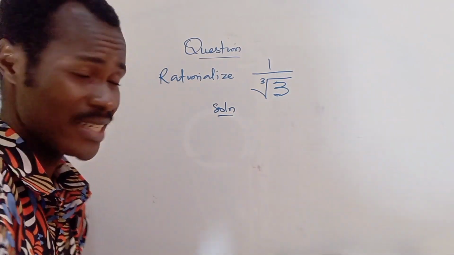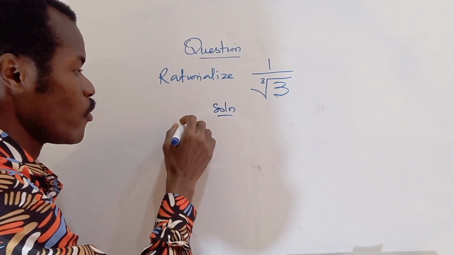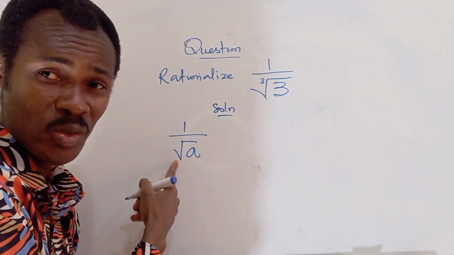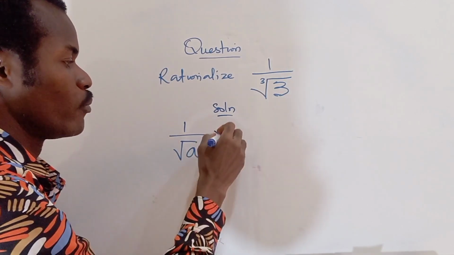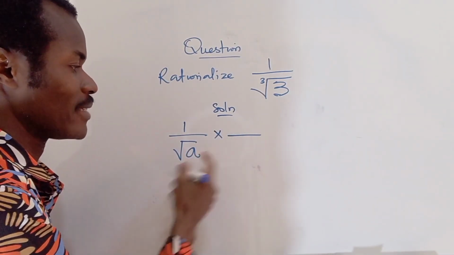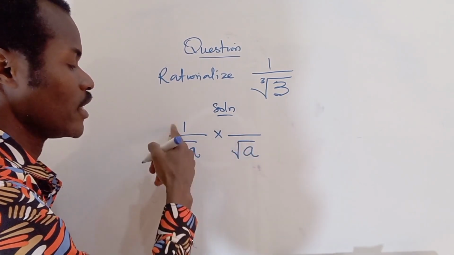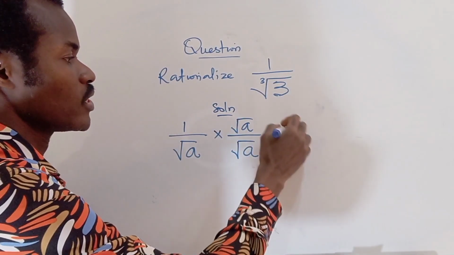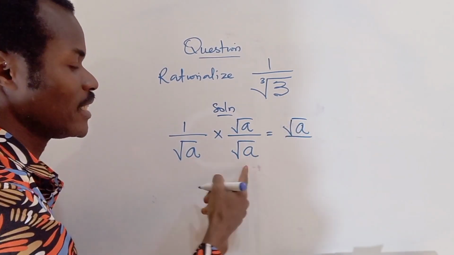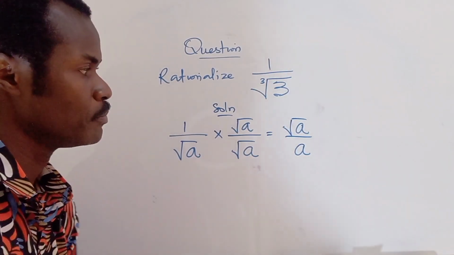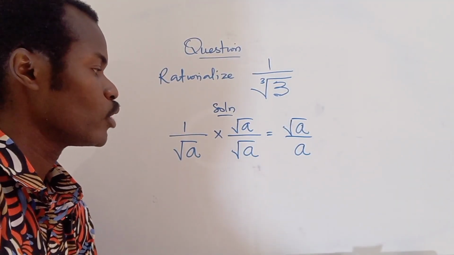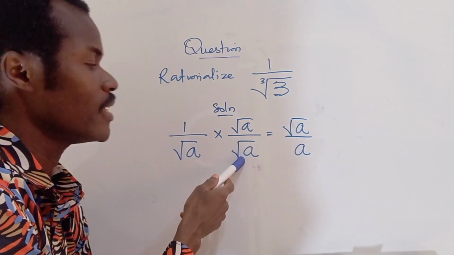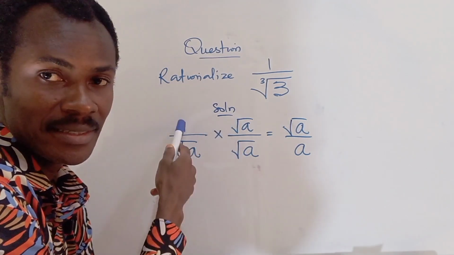Alright, so the basic idea when we say rationalize, if we have 1 over the square root of a, you want to remove the square root or radical sign at the denominator by multiplying the denominator by the same thing, and the numerator by the same thing. We're going to have 1 times root a, which is root a. Now for root a times root a, we are going to have a. So the idea is you want to multiply the numerator and denominator by the conjugate, which is still root a.